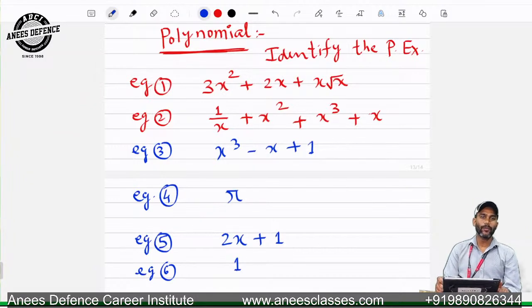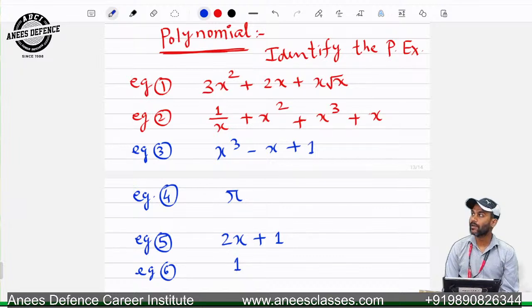Okay, first one is not a polynomial expression. Why? What is the reason? Power 1 by 2. Okay. So what should be the power? I mean, what is the condition for power in the polynomial? Natural numbers. Natural number? Okay. Real numbers. But 1 by 2 is a real number only. So what is the problem? Natural number. Okay, no issues.